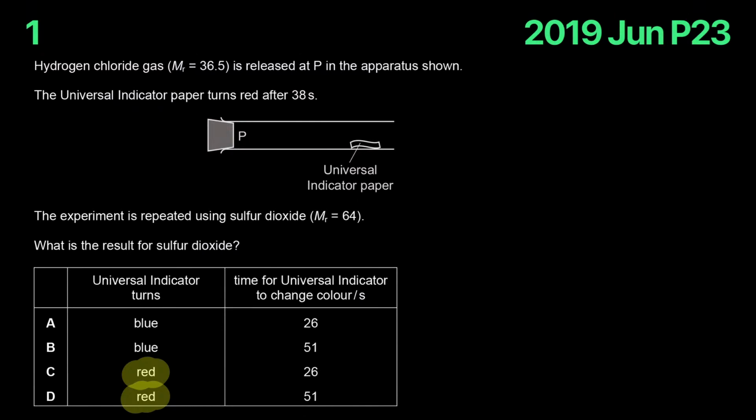I'm gonna say it's gonna take more time, because sulfur dioxide has an Mr of 64, almost twice as heavy as this one, slightly less than twice as heavy. So it's gonna be 51, and the answer should be, for all intents and purposes, D. Does that make sense? And I am confident it's red because both hydrochloric acid and sulfur dioxide are acidic gases.